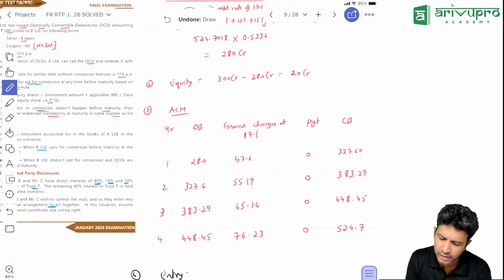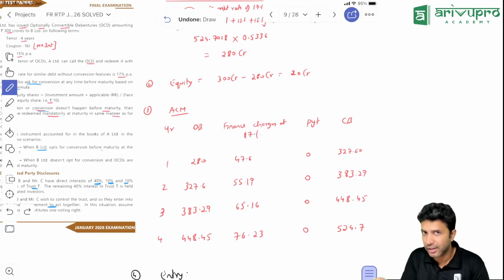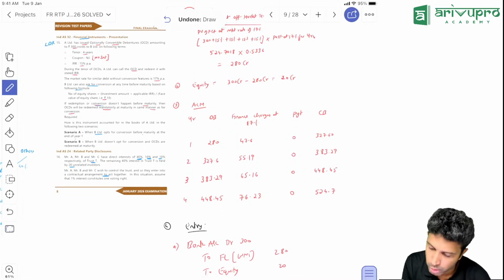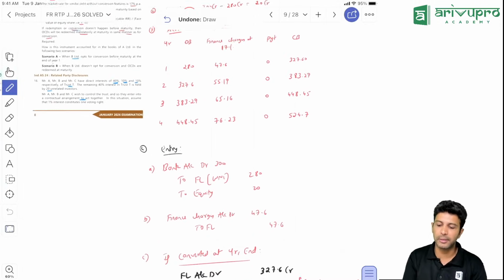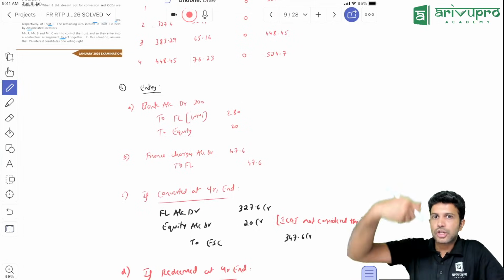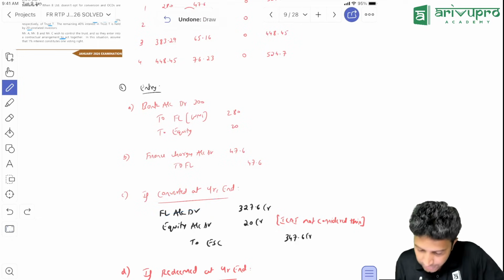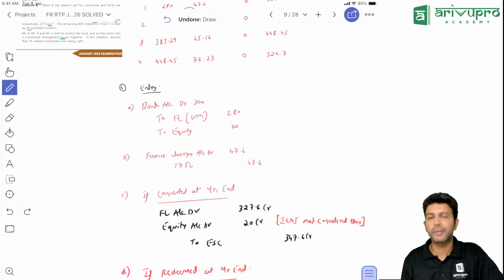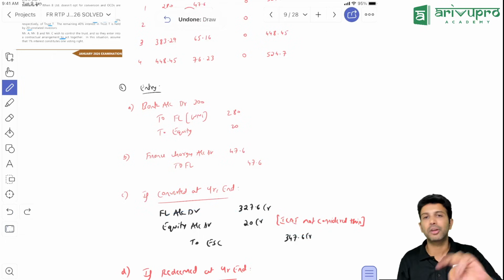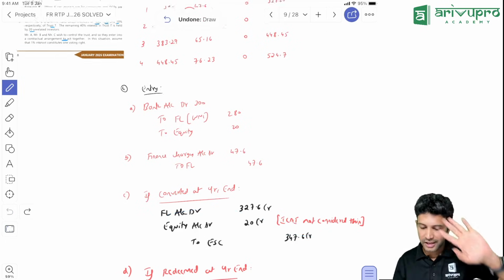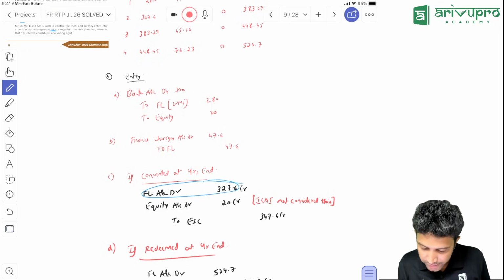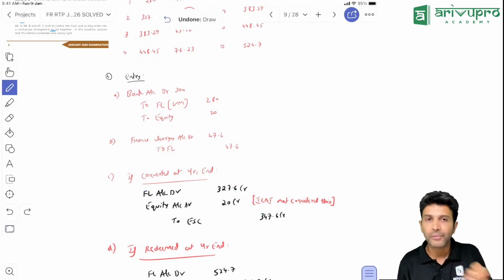That's what we have done here. There's the initial investment amount plus IRR. We are treating this as the initial investment amount. So the balance will be 327.6 crore. Since you are converting this, the financial liability is no more required. So you'll write financial liability account debit 327.6 crore, to equity share capital, because you're giving shares. What has been done is a transfer from financial liability to equity share capital for the same amount.